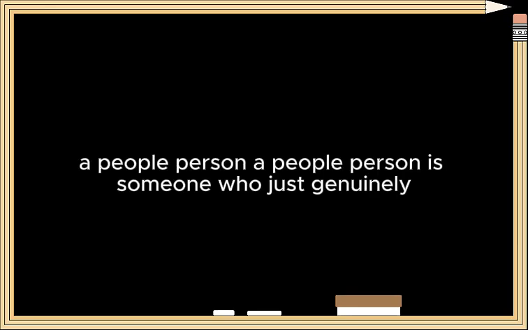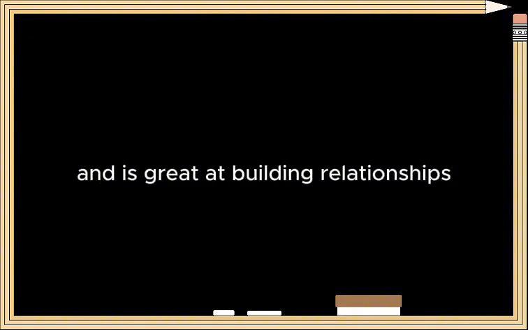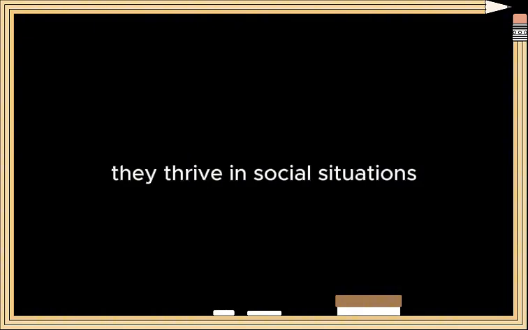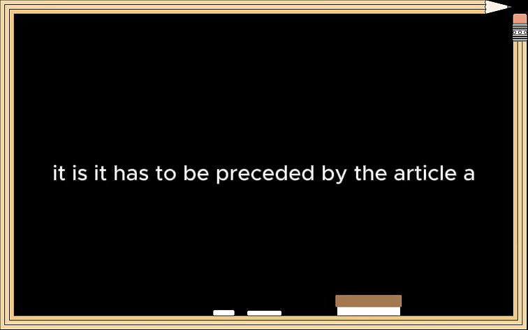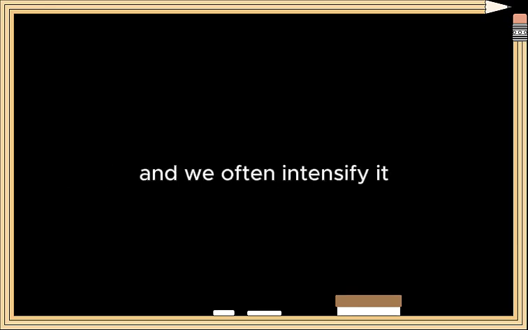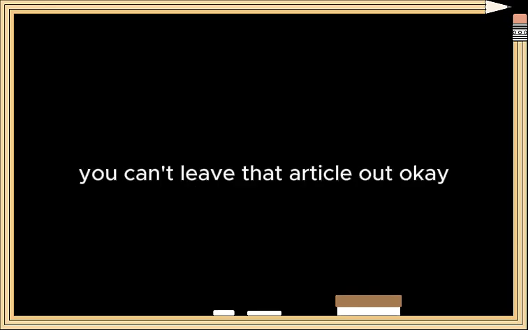First up, a people person. A people person is someone who just genuinely enjoys interacting with others and is great at building relationships. They thrive in social situations. And the grammar note here is important. It is. It has to be preceded by the article a, and we often intensify it. You'd say, our new manager is a real people person. You can't leave that article out.